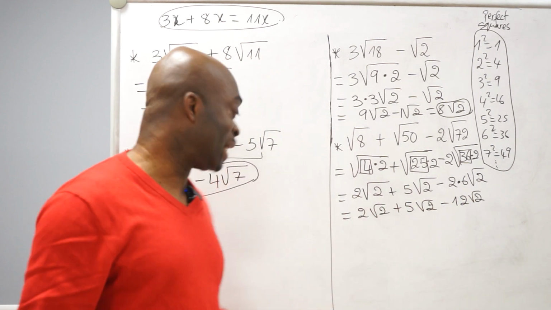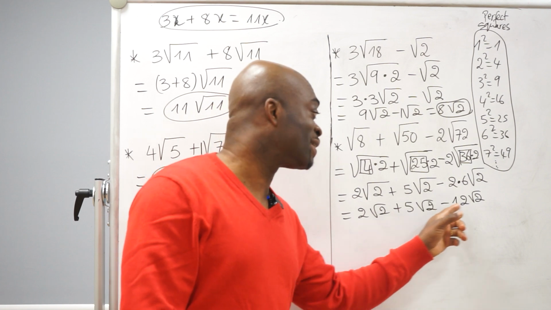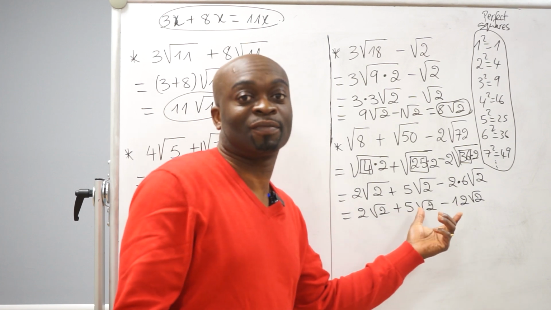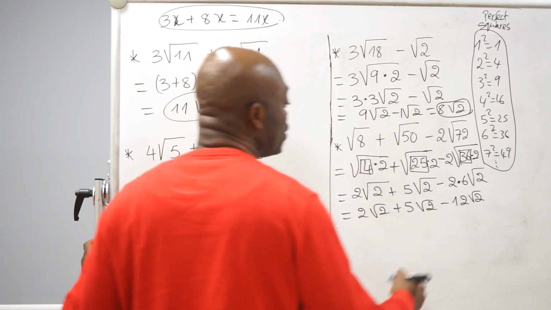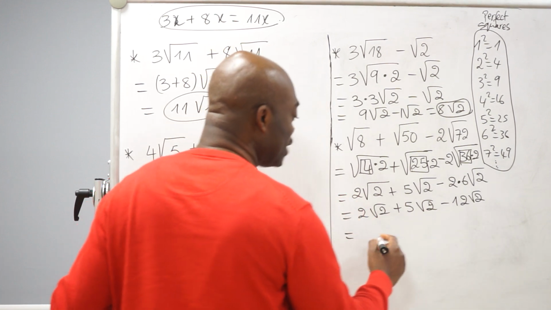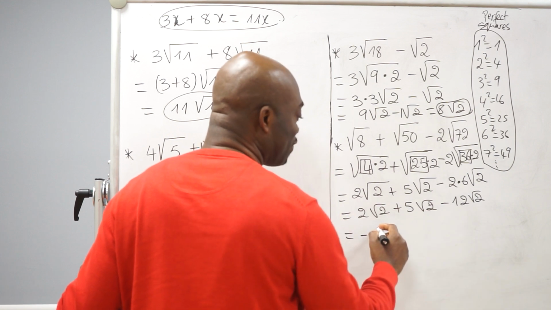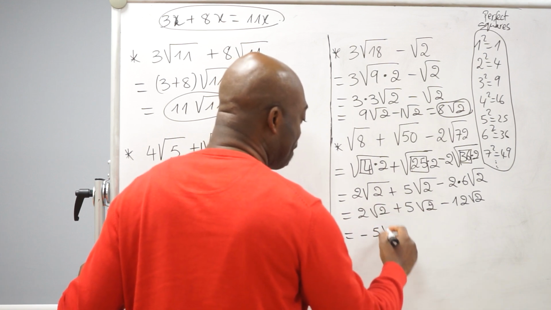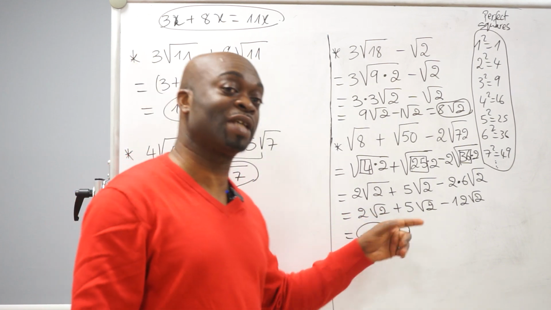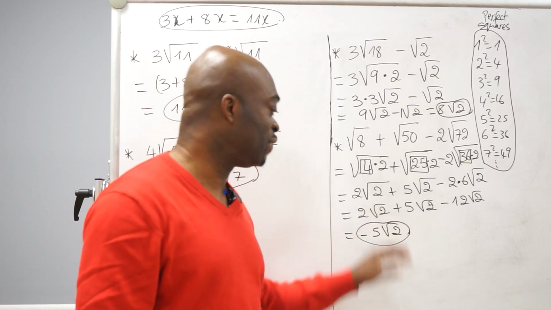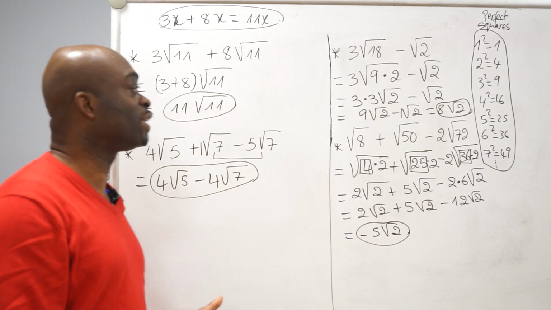So now we got to combine like terms to finish with. So we have 2 plus 5 is 7. And 7 minus 12 is negative 5. Right? So this one we give it because all of them now carry the same radical. So minus 5 square root of 2. Okay. So this is 2 plus 5 again is 7. And 7 minus 12 is just negative 5. So you have negative 5 square root of 2. That'll be your final answer for this one also.